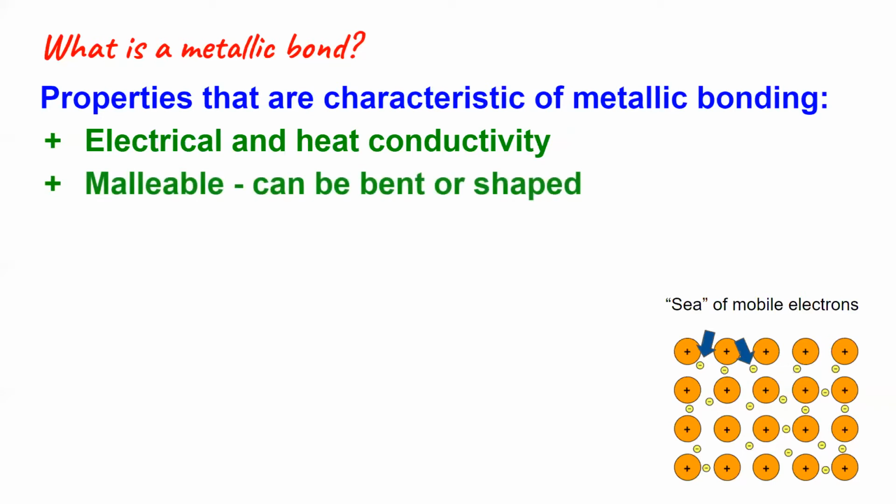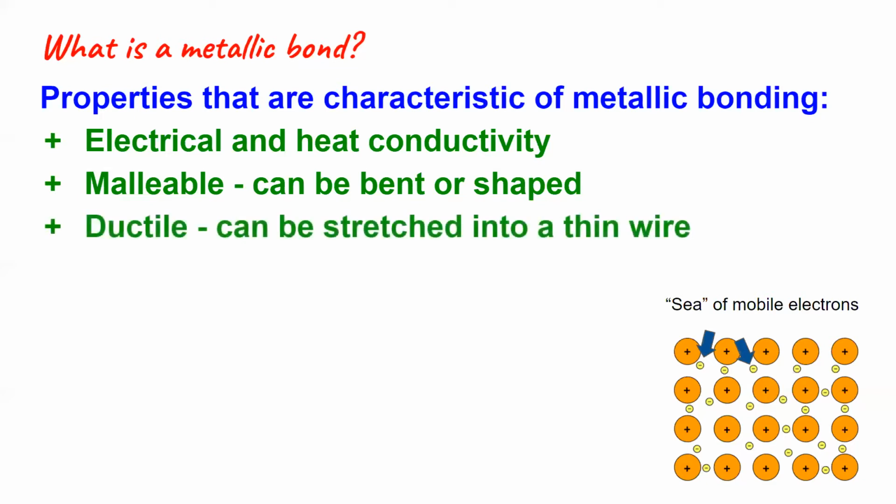Second thing is that metals are malleable. That means they can be bent or shaped. So the ability of these electrons to move and act as a cushion between positively charged metal ions allows for this flexibility in the material. So malleability, or the ability to bend and shape something, is a property that is unique to metals because of that ability to cushion these metal ions with these mobile electrons.